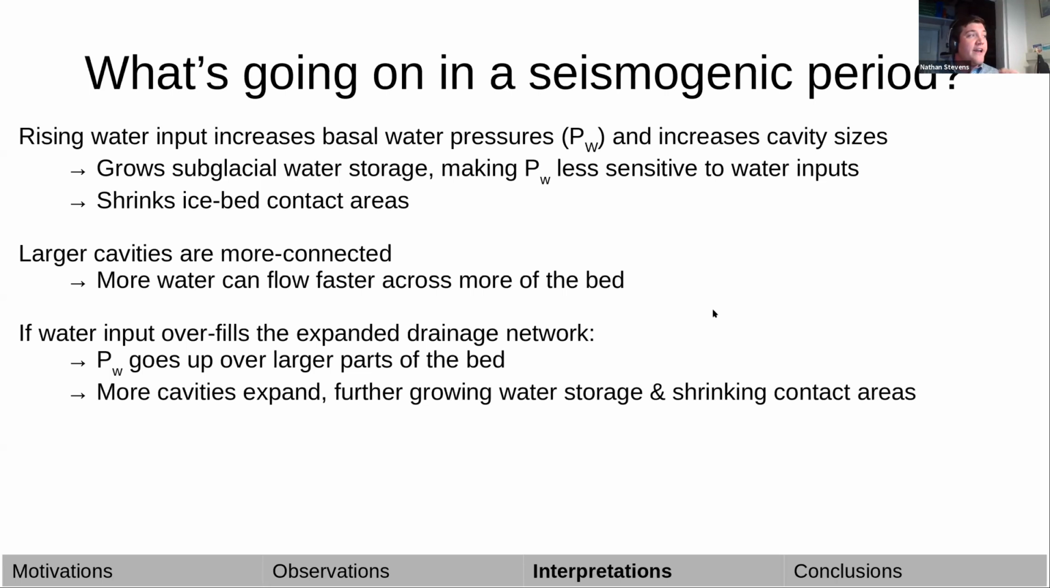The water input then overfills this expanded network. Water pressure goes up across larger parts of the bed than it could before at greater speeds. And more cavities expand, further growing water storage and further shrinking these contact areas. We've now primed the system for seismicity.